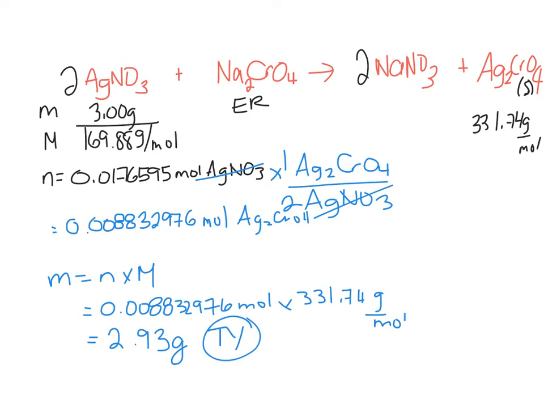And would we always be given the actual yield? Yes. Or you're doing a lab and you figure that out in the lab. Okay? So for percent yield, do you do theoretical divided by actual or actual divided by theoretical? So our actual amount was 2.81 grams.